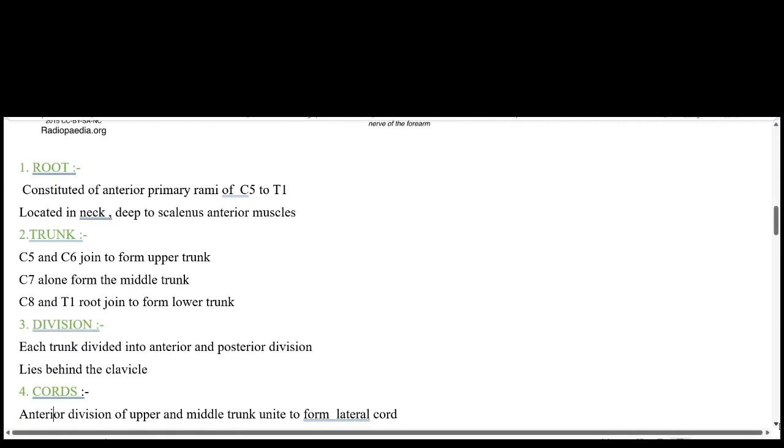See, the root is mainly constituted of the anterior primary rami of C5 to T1, and basically it is located in the neck, or we can say deep to the scalenus anterior muscle. It is a neck muscle. Second, the trunk: I have already told you that C5 and C6 join to form the upper trunk, C7 alone forms the middle trunk, and C8 and T1 roots join to form the lower trunk. Then division: each trunk divides into anterior and posterior divisions, and it lies behind the clavicle.